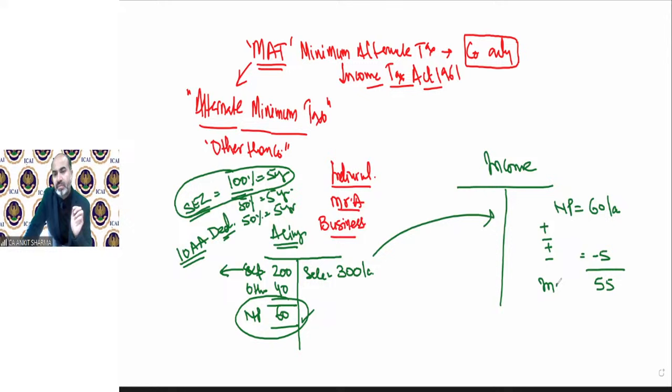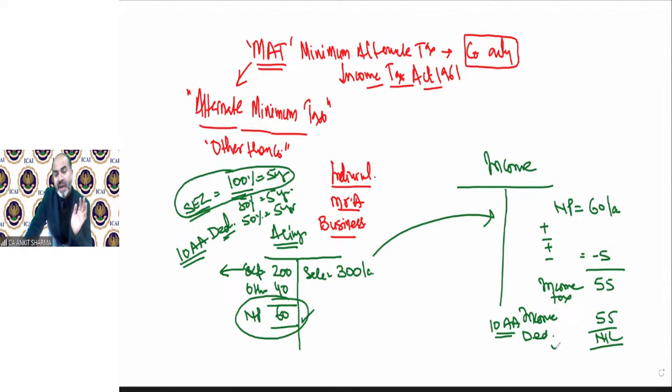Now the problem arises. The Section 10AA benefit is available under income tax. Section 10AA is there. Suppose he got the Section 10AA deduction of 55 lakh, the full value. So technically, for the purpose of income tax, his income will be zero.